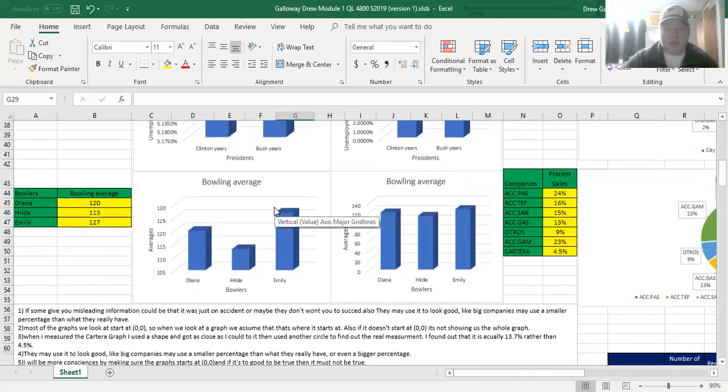Most of the graphs we look at start at 0.00, which is here and here. So when we look at a graph, we just assume that that's where it starts. Also, if it doesn't start at 0.00, it's not showing the whole graph.